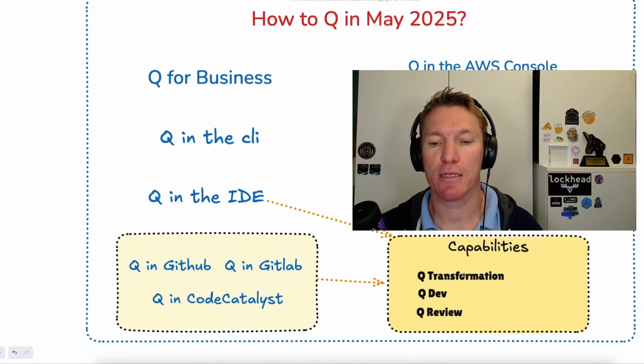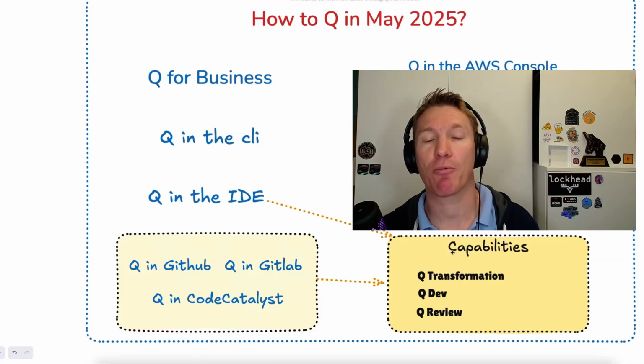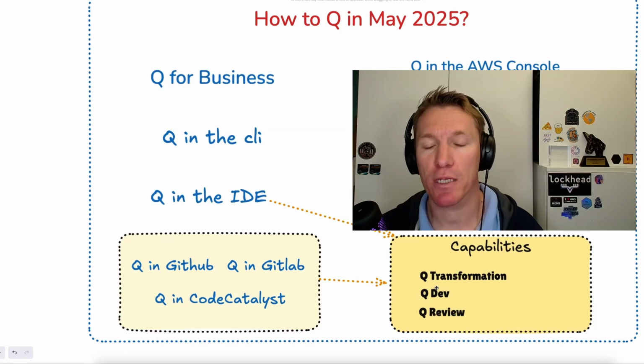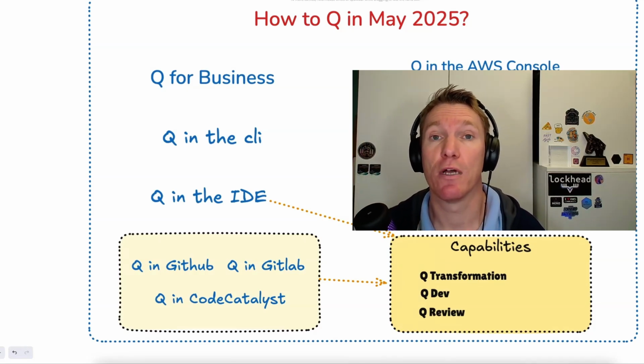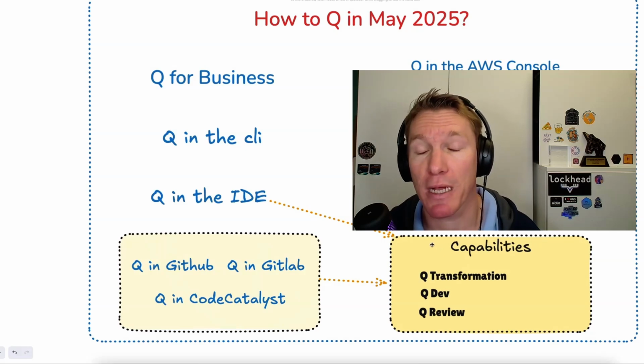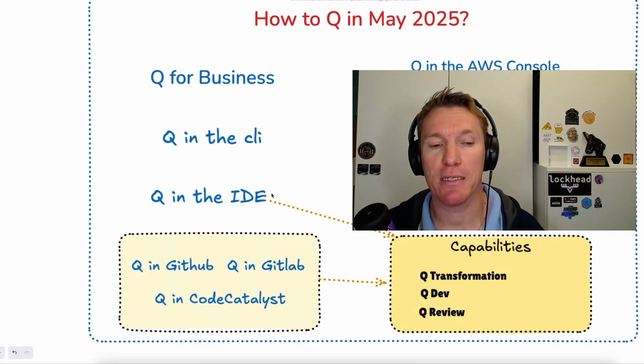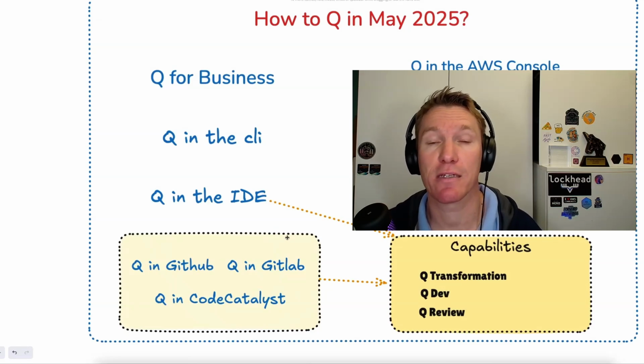Capabilities that we have today is on the one side Q transformation, where you can take a Java application and upgrade it. You have Q development, Q dev, where you can actually ask it to implement features or certain functionalities for you. We then have the Q review, which actually works in all of these four things as well, where you can ask it to review your code or to review your pull request and give you feedback from a security perspective, but also from a best practices perspective. There's other capabilities that are all hidden behind these things, like writing docs, creating tests, and stuff like that, right?